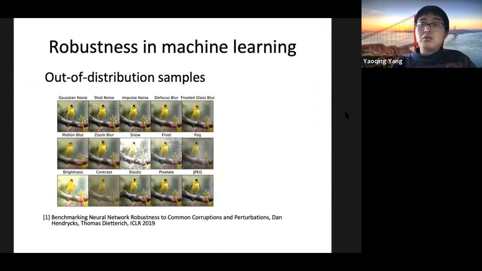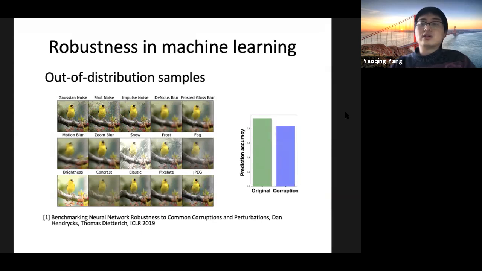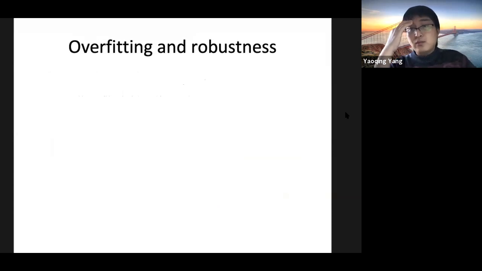Adversarial robustness is not the only robustness issue that we will talk about today. We're also concerned about the so-called out-of-distribution issues in real-life scenarios. For example, here I'm showing some common image corruptions and perturbations that can happen in nature. When you train neural networks on clean images and test them on corrupted images, there is often a non-negligible gap. So we will also talk about that.